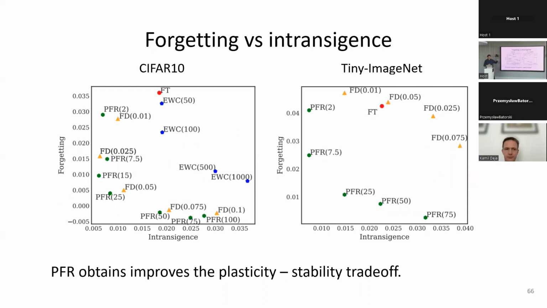If you look at this, where you look at forgetting and intransigence, and now you vary the parameter, which is the strength of your regularization. What we want is to be in the left bottom corner, where we have little forgetting and high plasticity, which means low intransigence. And you see that this feature distillation really doesn't get into this corner. And with this PFR, you can get much better results. So low forgetting and high plasticity.